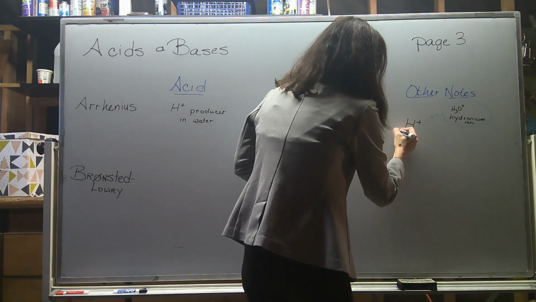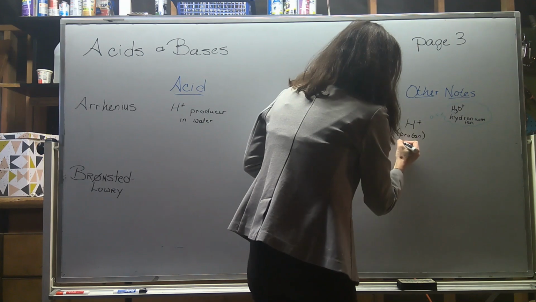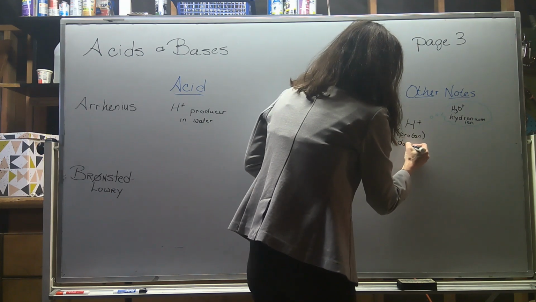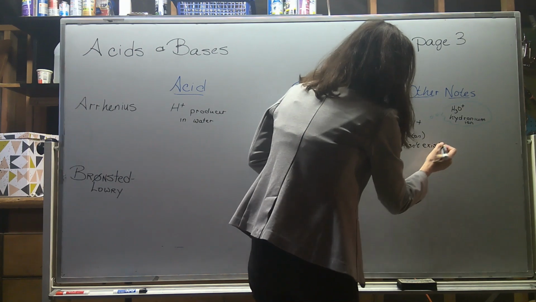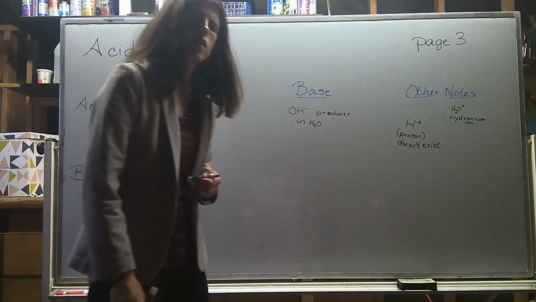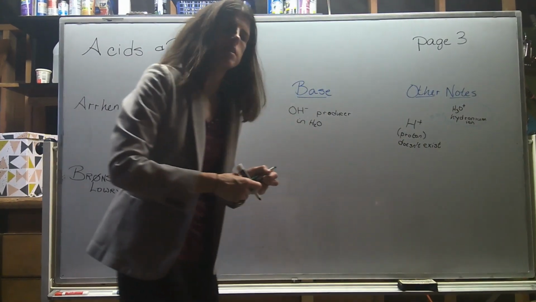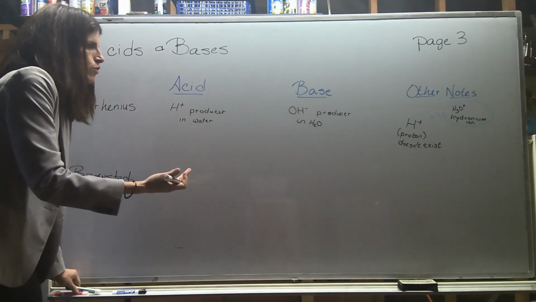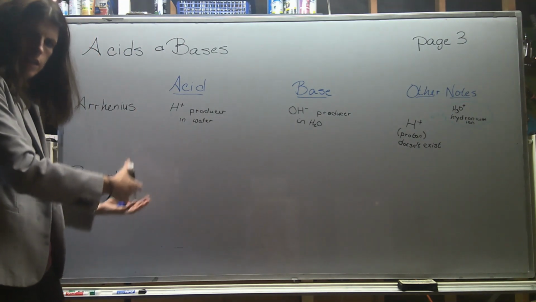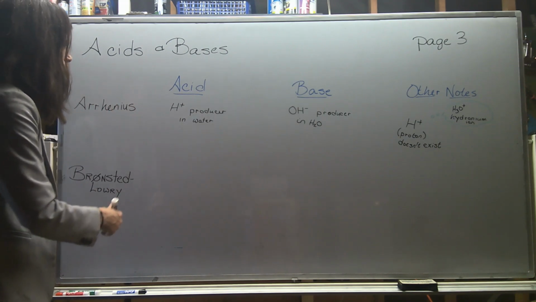H plus, you'll hear people call it a proton, but it just doesn't exist. It would be very unstable like that, and so it actually exists as the hydronium ion. What kind of things are going to produce hydronium ions or H plus ions in water? And again, we're using those terms interchangeably.